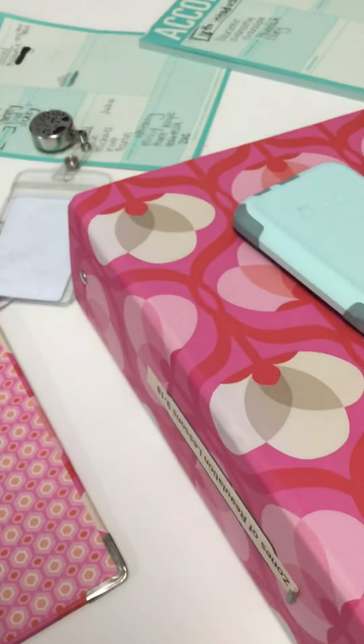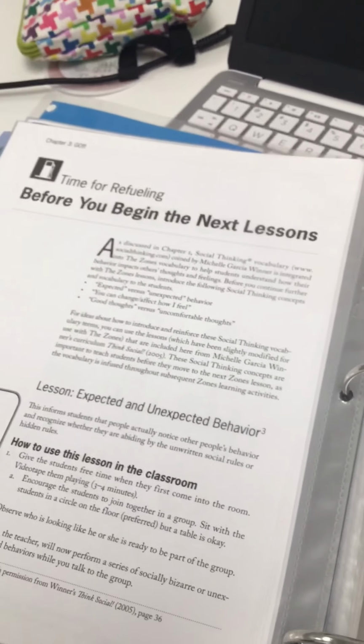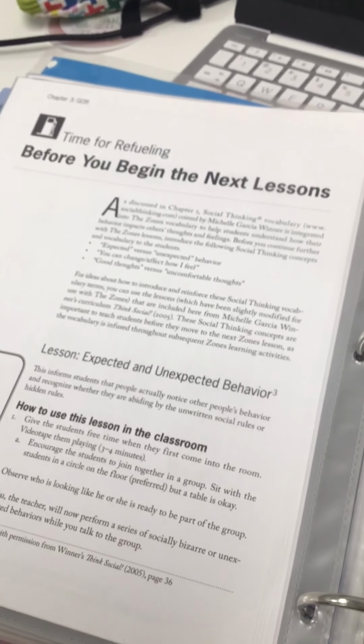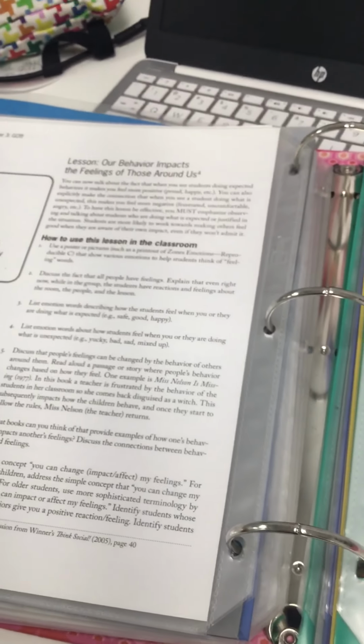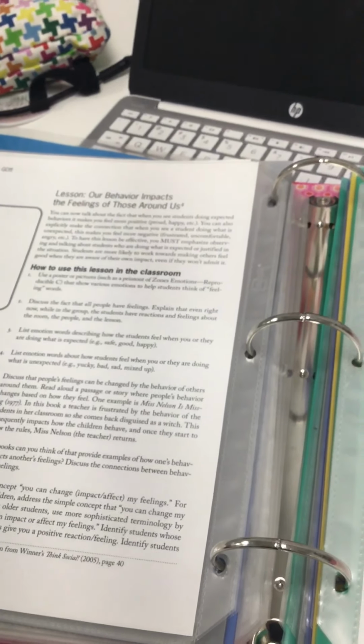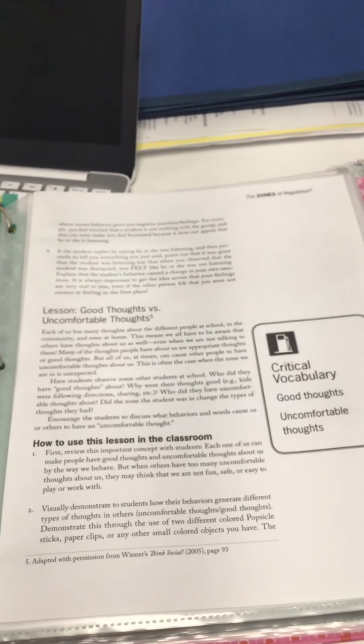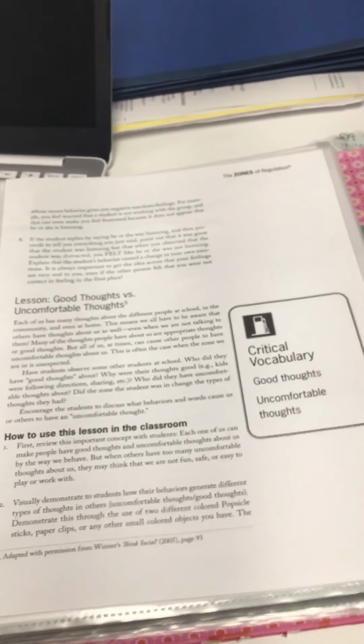Then you have your lesson 2, which is the actual bingo cards. And then lesson 3 is some time for refueling, so some expected and unexpected behavior things that you can do. So I really encourage you to look through this curriculum and see what works best for you. This is about how behaviors impact us around good thoughts versus uncomfortable thoughts, and these are discussions you can have with kids too.